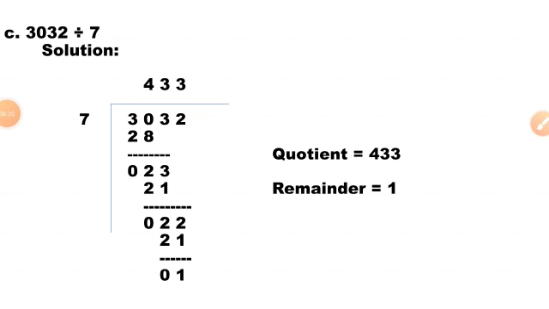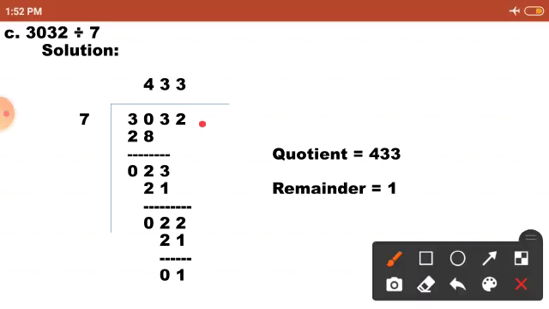3032 divided by 7. First you have to write the dividend, that is 3032 and the divisor 7. Take the first number, can't able to divide, take the second number together. Now it will become 30. You can't able to divide now. So 7 fours are what? 28. Just subtract this. 0 minus 8 you can't able to subtract. Borrow 1 from here. This will become 2 and this will become what? 10. So 10 minus 8 you will get 2 and 2 minus 2 you will get 0.